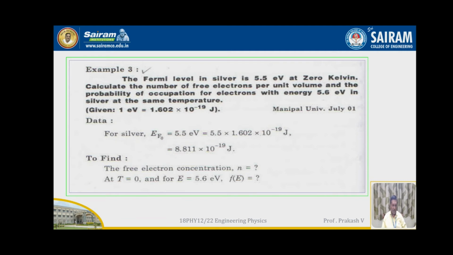Given 1 electron volt is equal to 1.602 into 10 to the power of minus 19 joules. Now for silver, the Fermi energy is equal to 5.5 electron volts. If you convert that into joules, we have to multiply it with the charge on the electron. So the value is 8.811 into 10 to the power of minus 19 joules. Now we have to find the free electron concentration, denoted by the symbol n, and at temperature T equal to 0, for E equal to 5.6 electron volts, what is the value of f of E? So these are the points that we have to find out here.